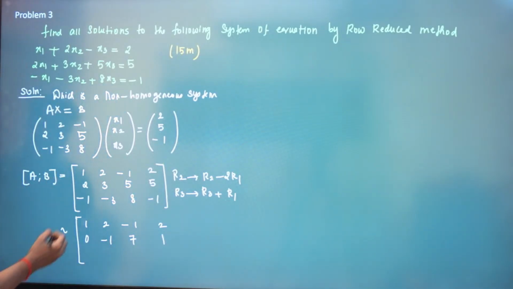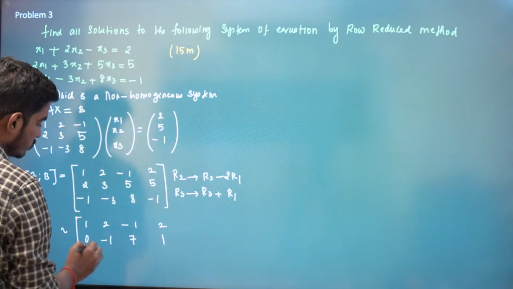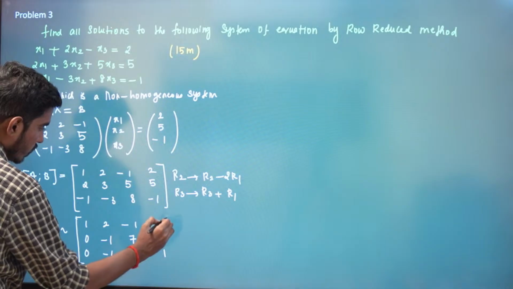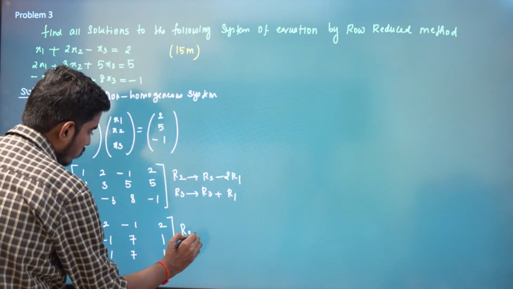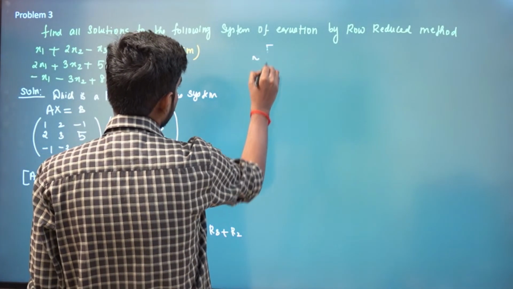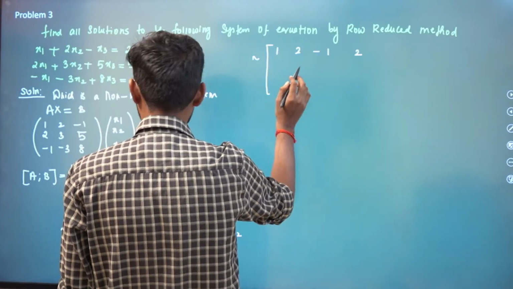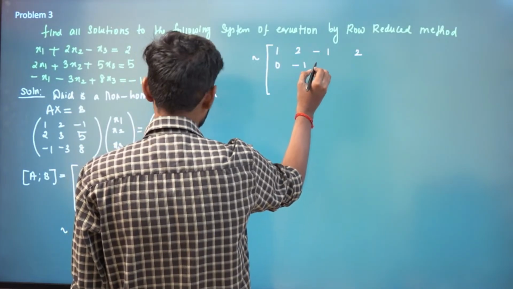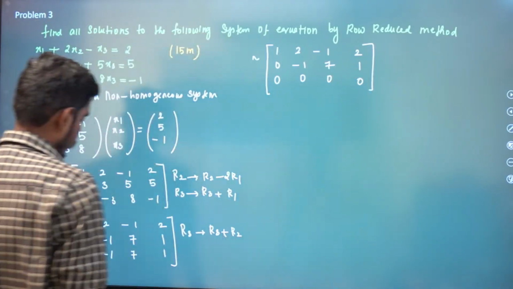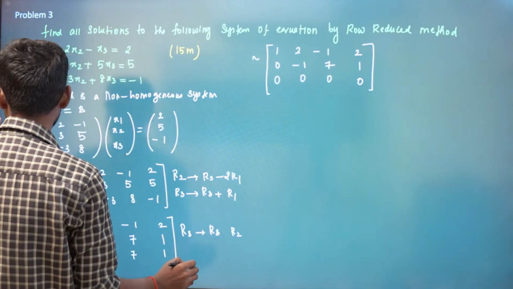Now you just add R3 plus R1. Minus 1 plus 1 is 0. Minus 3 plus 2 is minus 1. 8 minus 1 is 7. Minus 1 plus 2 is 1. Right? So this is not in row echelon form. So R3 is transformed to R3 plus R2. So this is equivalent to 1, 2, minus 1, 2; 0, minus 1, 7, 1; and the last row becomes 0, 0, 0, 0, right? Sorry, you have to subtract, R3 minus R2.